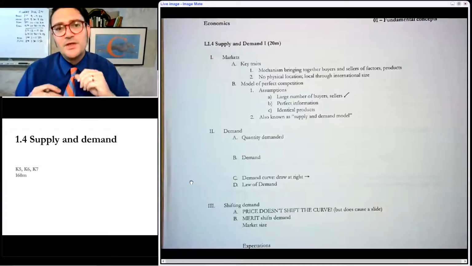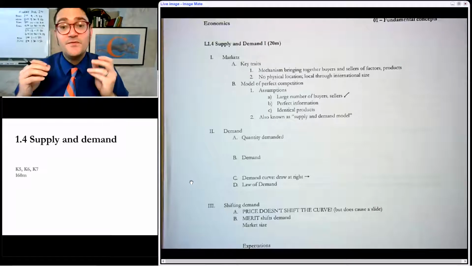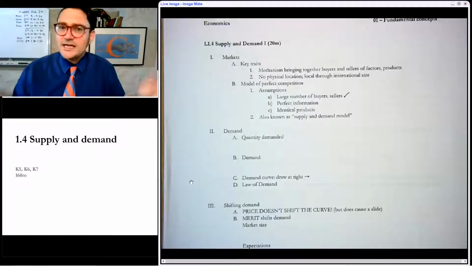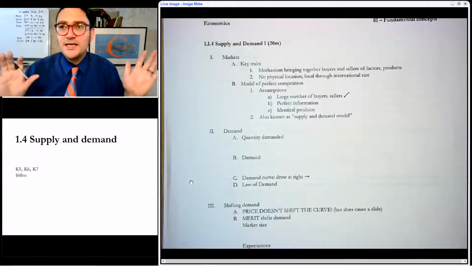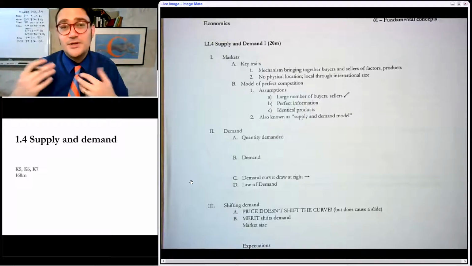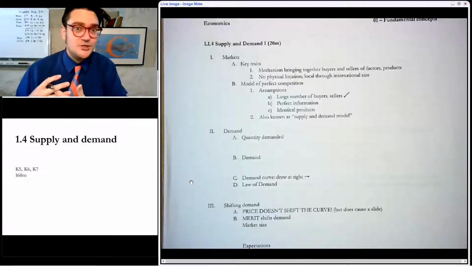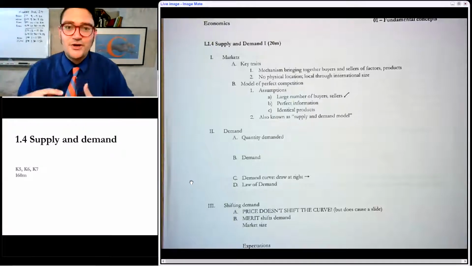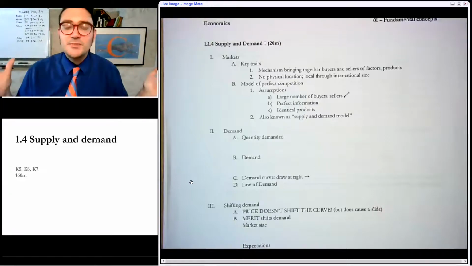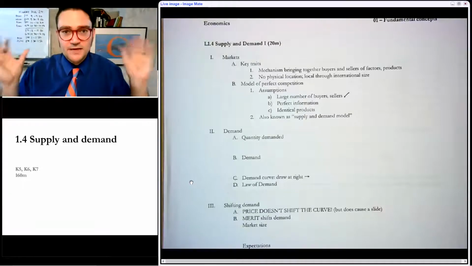The second assumption is that all the buyers and all the sellers have perfect information about the product. They all know exactly what the product is about. They don't have any lemon products where the product isn't that good and somebody's concealing that information. If I try to sell you my used car, you may not know how good of a car it is. In this model, we're going to assume that everybody knows everything about the product, and so they all have perfect information.